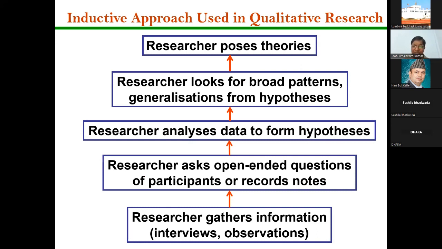Again, researchers pose theory from the bottom. Researchers gather information through interviews and observations. Then a research scholar asks open-ended questions of the participants or records notes. Then the research scholar analyzes data to form a hypothesis. Then he looks for broad patterns and generalizations from the hypothesis. And lastly, the researcher poses theories also.